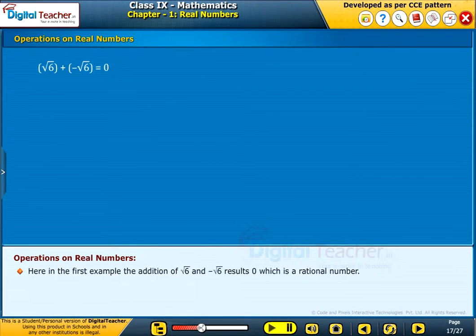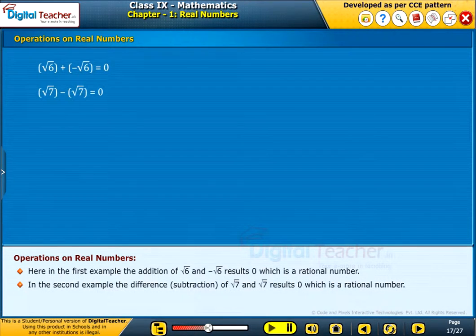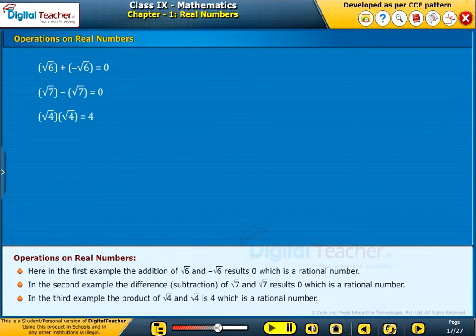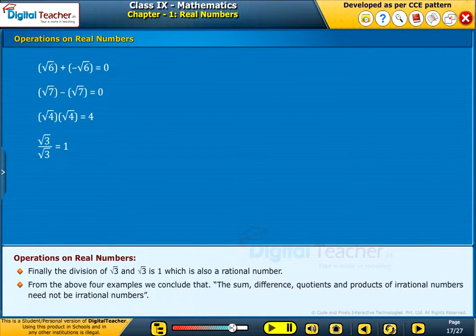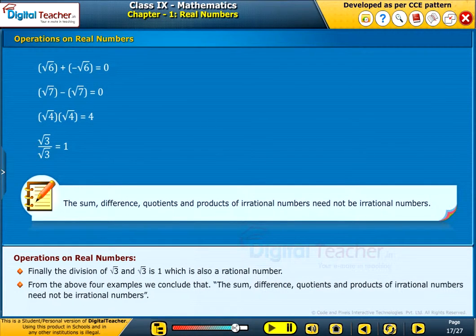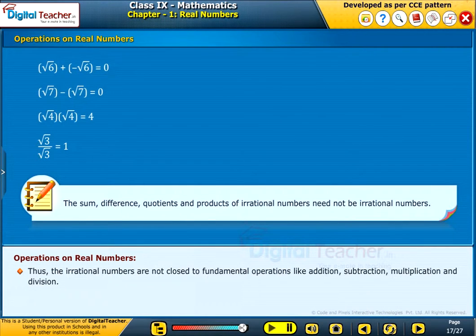Here, in the first example, the addition of root 6 and minus root 6 results in 0, which is a rational number. In the second example, the difference or subtraction of root 7 and root 7 results in 0, which is a rational number. In the third example, the product of root 4 and root 4 is 4, which is a rational number. Finally, the division of root 3 and root 3 is 1, which is also a rational number. From the above four examples, we conclude that the sum, difference, quotients, and products of irrational numbers need not be irrational numbers. Thus, the irrational numbers are not closed to fundamental operations like addition, subtraction, multiplication, and division.